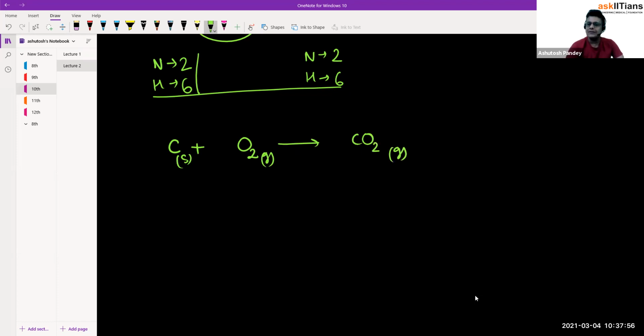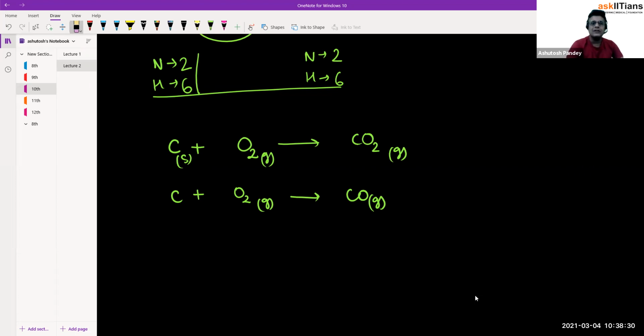Now is this already balanced or not? One carbon on the reactant side, one carbon on the product side, two oxygens on the reactant side, two oxygens on the product side. Now if we have C plus O2 to form CO, how are we going to balance it? Is it balanced? No, not balanced, because there is one carbon on each side, but two oxygens on the reactant side while only one oxygen on the product side. So how can we balance it?